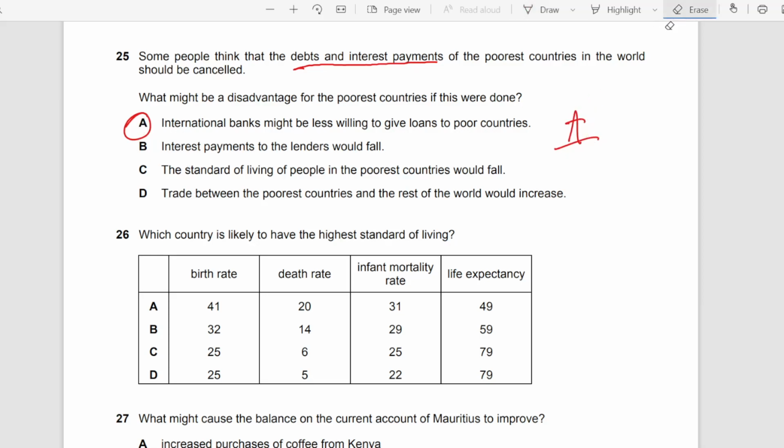That's a weird A that I've made. I apologize. Here we go. Interest payments to the lenders would fall. No.